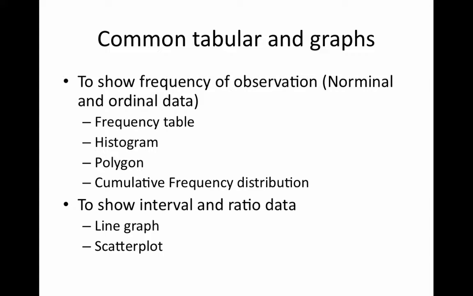Common tables and graphs. To show the frequency of an observation for nominal and ordinal data, you could use a frequency table, a histogram, a polygon, or a cumulative frequency distribution. To display interval and ratio data, there are line graphs and scatter plots.